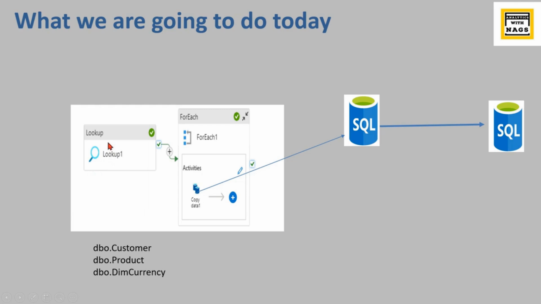If you see here, this particular activity gets the tables I'm going to read from my source, and these 3 tables are passed as parameters to the for each loop. Then this copy activity will copy from the source, for example customer, and load into the target. Let's check how to implement this.